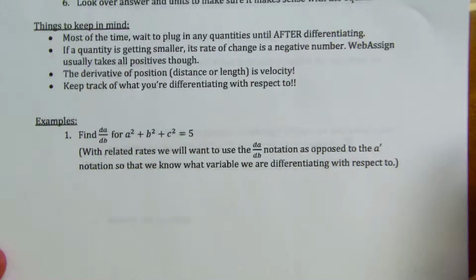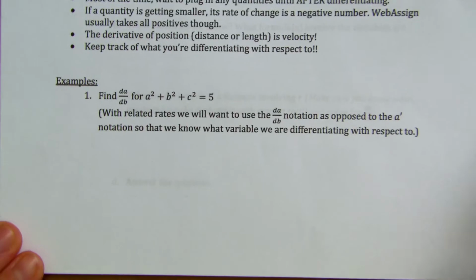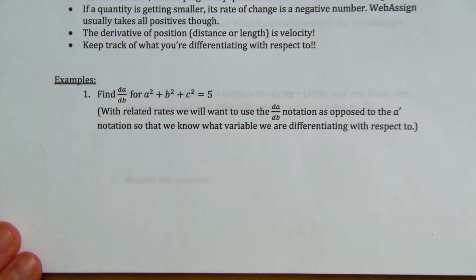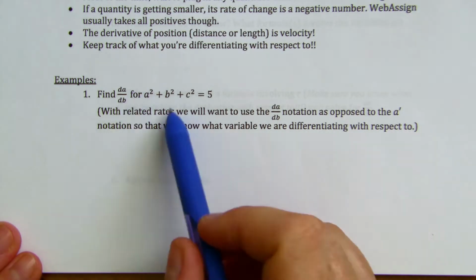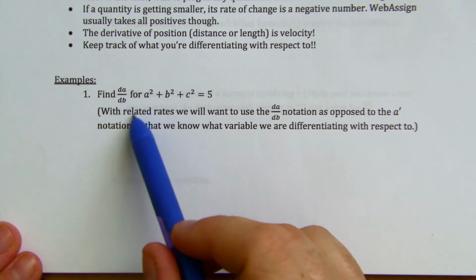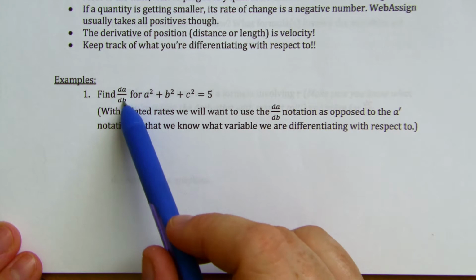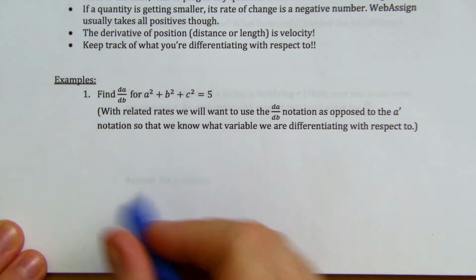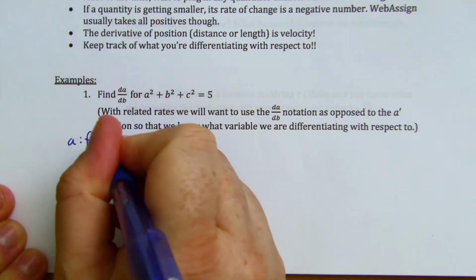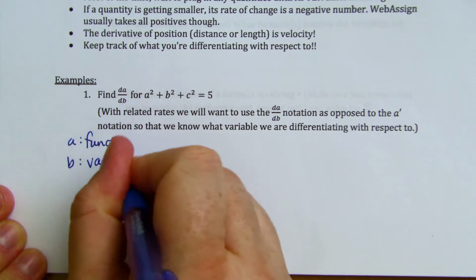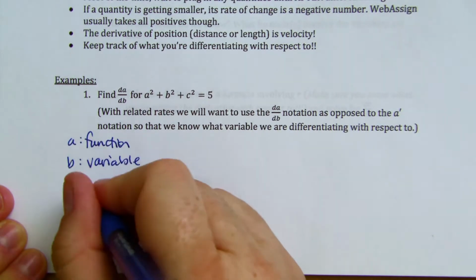So let's look at a basic example before we get into the real types of problems we're going to be looking at. We've looked at an equation almost identical to this when we were doing implicit differentiation. So if I'm asking you to find dA/dB, this is telling me what's a variable, what's a function, and what's a constant. So typically we see dy/dx. So that means that A is a function, B is our variable, and that means C is going to be acting like a constant.